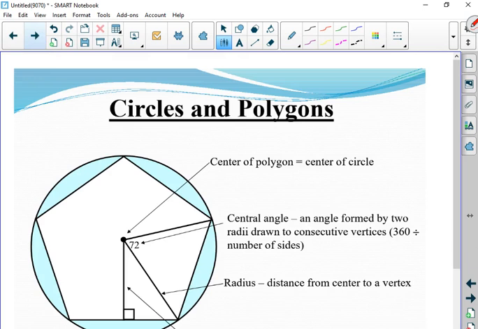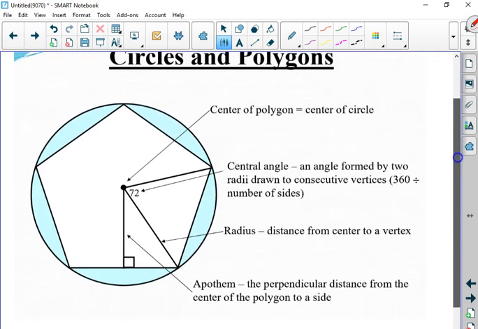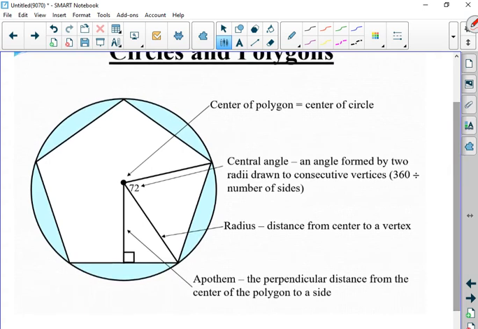Okay, let's talk about circles and polygons. So, if we inscribe the shape in a circle, put this shape inside the circle, either way you look at it, we have the center of the polygon, which is the center of the circle. That angle, which we just talked about on the first page, is called the central angle. It's the angle formed by two radii drawn to consecutive vertices. Okay? Consecutive means the next one. So here's a vertex right here, and here's a vertex.